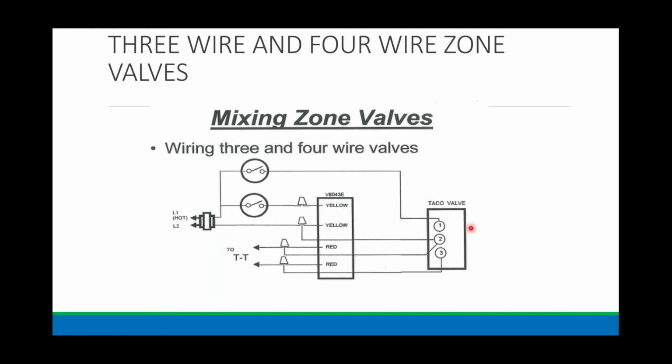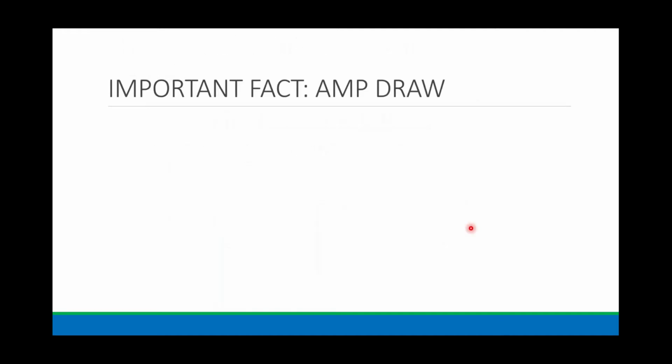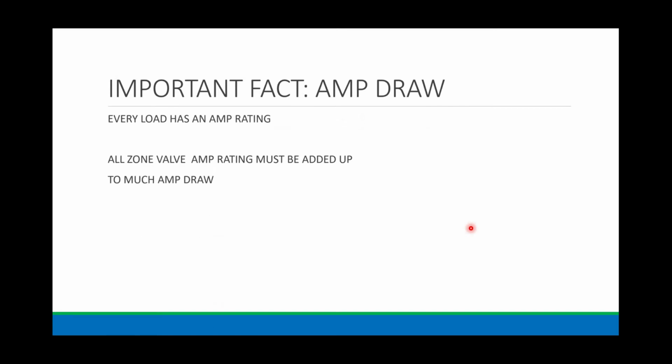Now, this is important when it comes to amp draw. I have to make sure that I have the proper size transformer for the amount of power that I need for the amount of zone valve motors that I have. So you have to look up the amp rating for each zone valve motor. How much power do they need? If we have too much draw on that transformer, we're going to smoke it. We're going to burn it out.